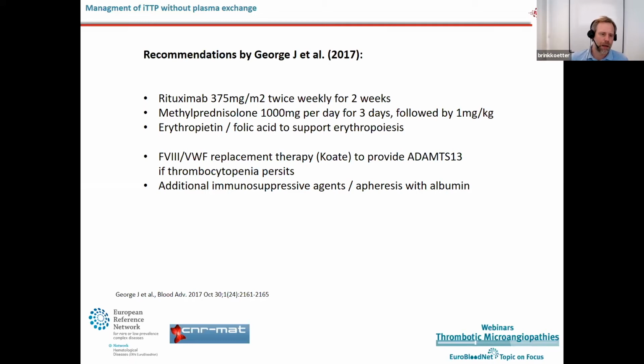In case the thrombocytopenia persists, factor VIII von Willebrand factor replacement therapy, Koate, may be considered to provide ADAMTS13, and of course, additional immunosuppressive agents or apheresis with albumin are additional options in case the patient does not respond to the initial therapy.